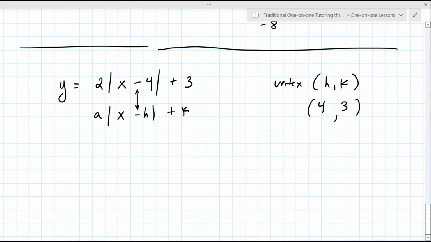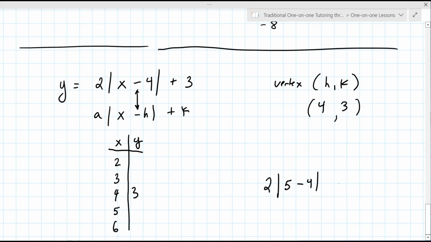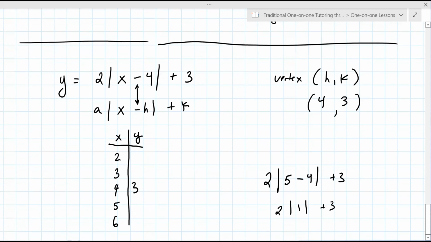So we need this point because, just like the quadratic, it goes right in the middle. And then you need 2 points smaller and 2 points larger. There's symmetry again, so you don't have to calculate all 5, just a couple. Let's put a value of 5 in. So it's 2 times the absolute value of 5 minus 4, plus 3. 5 minus 4 is 1. The absolute value of 1 is 1, 2 times 1 is 2, plus 3 is 5.